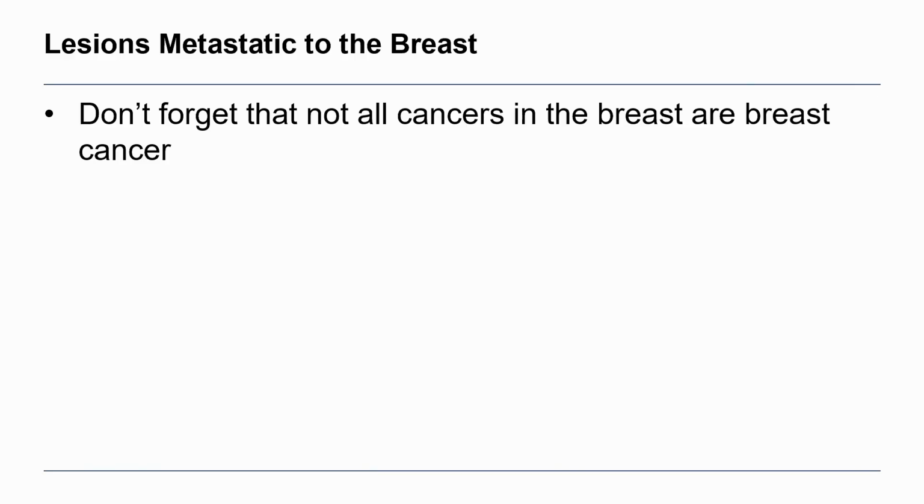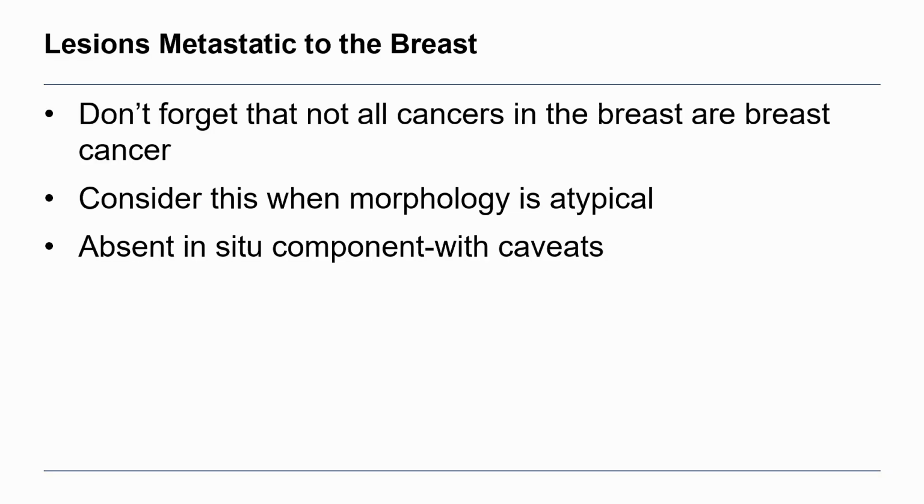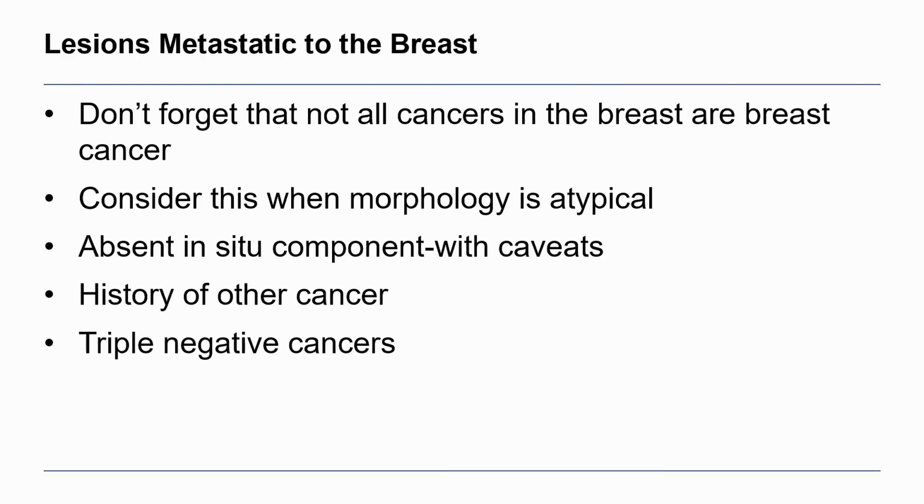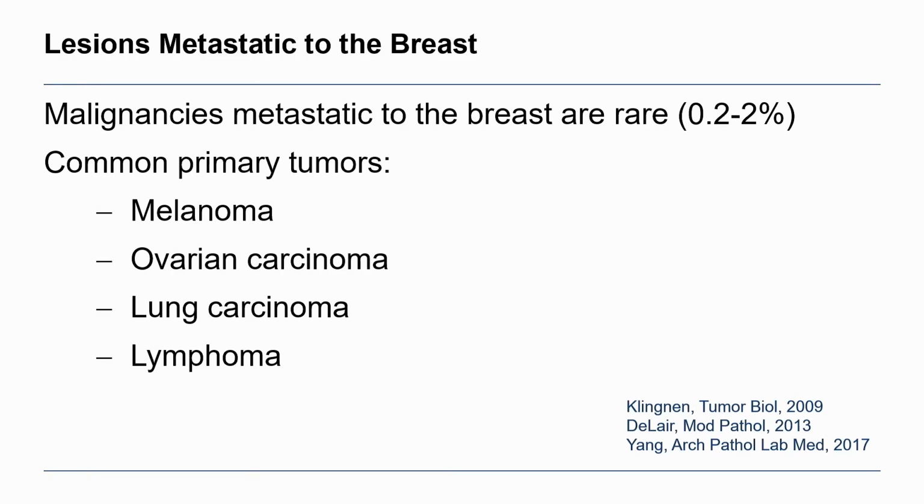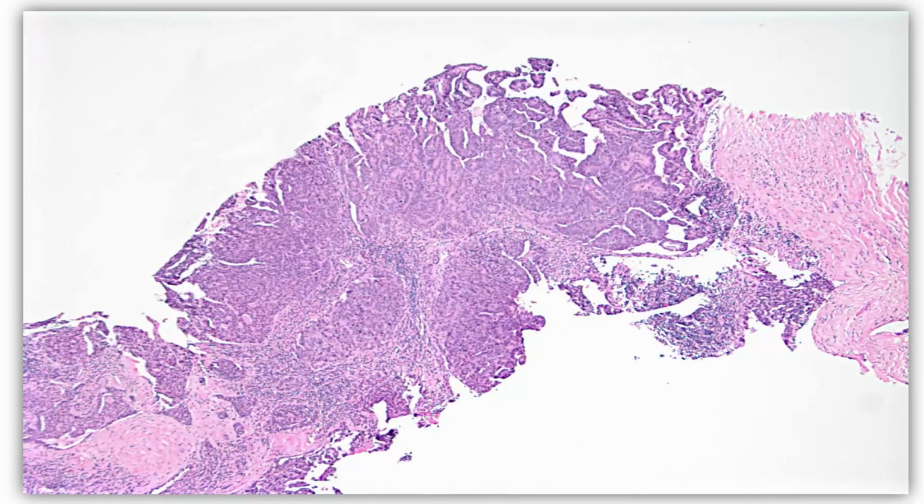So as was already said, don't forget that not all cancers in the breast are breast cancer. Consider this when the morphology is atypical, if there's no in situ component, although triple-negative breast carcinomas often don't have an in situ component, or the core biopsy may not actually go through that. Consider any history of other cancers, any triple-negative cancers. We heard about the malignancies metastatic to the breast. We heard about the markers that you should use. And remember that the absence of a marker doesn't exclude a breast carcinoma.